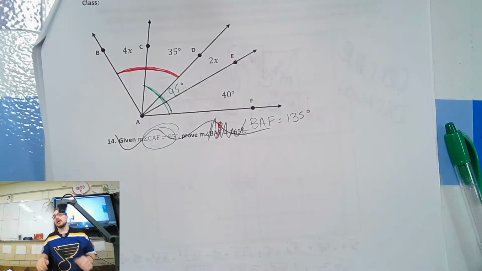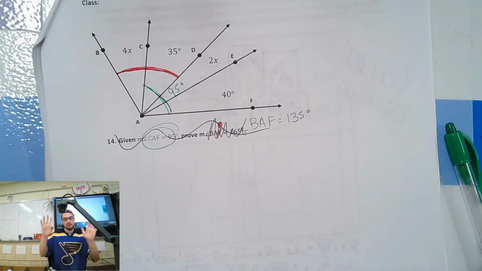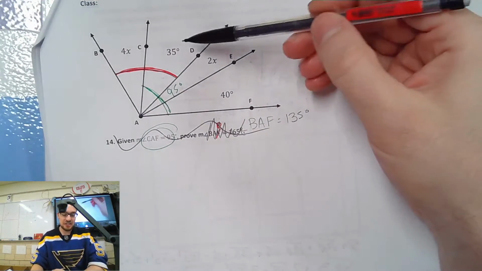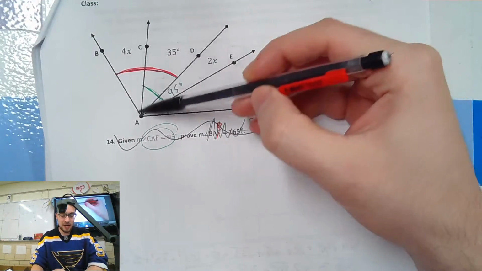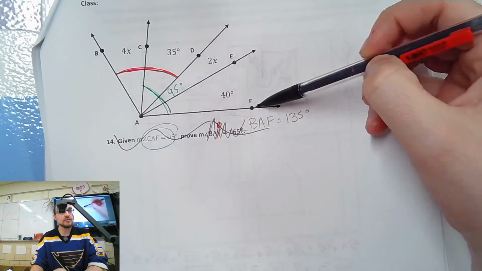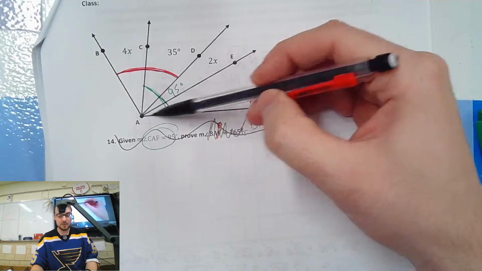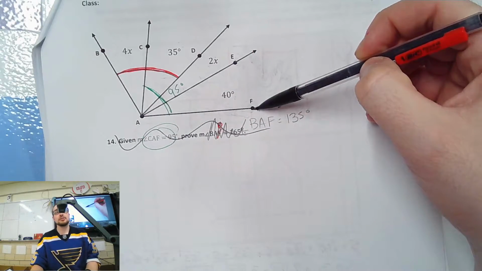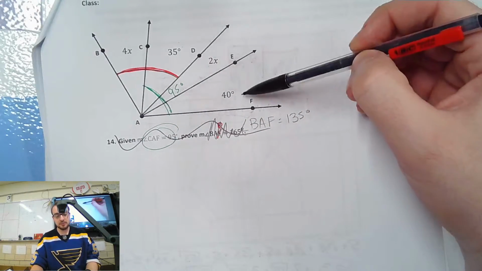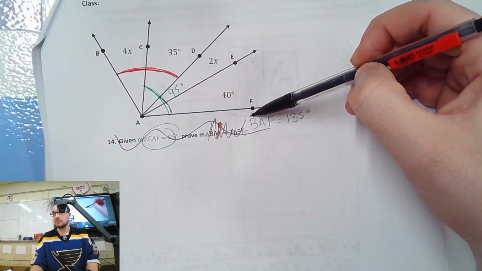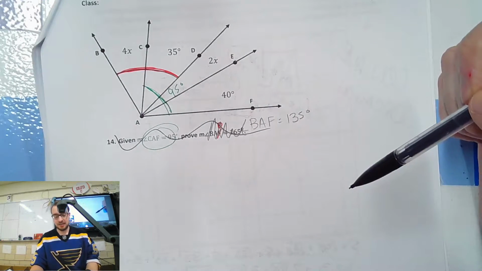So I'm going to walk you through the idea. I'm not going to write it. Here's what I do. I'm going to say that these three angles all add up to this angle right here, CAF. That's my segment addition or angle addition postulate. These three angles add up to the big angle. Then I'm going to substitute their values. So I write 35 plus 2x plus 40 equals 95. Then I solve for x, and I get x is 10.